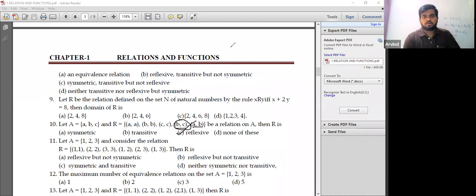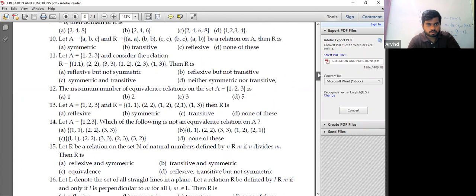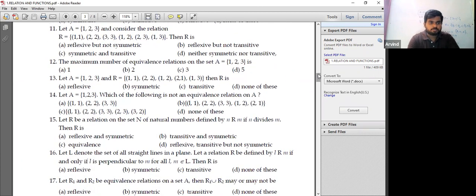Very good, very good. Okay, once again, the 10th one is done. The 11th one: let A equal {1, 2, 3} and a relation is defined, then R is... You should only find it, make it fast, check it out.